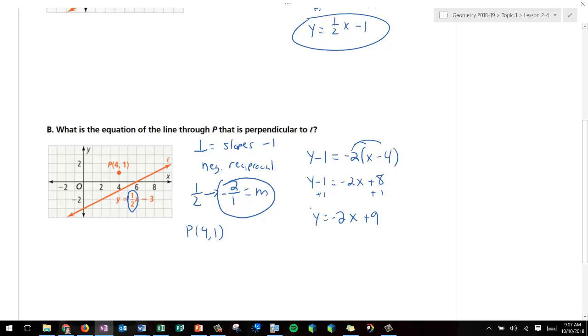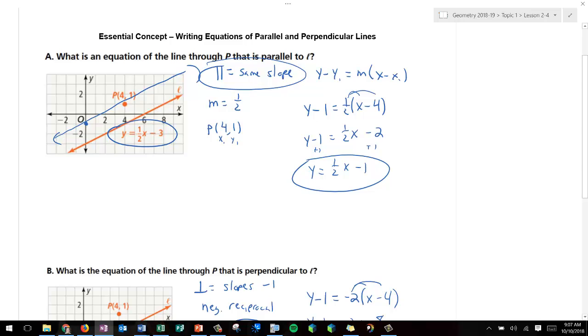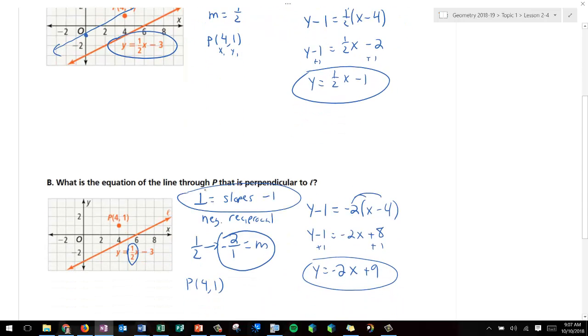So that's it. That's all there is for parallel and perpendicular lines in a coordinate plane. If they're parallel, they're going to have the exact same slope. If they're perpendicular, the product of their slopes is going to be -1.